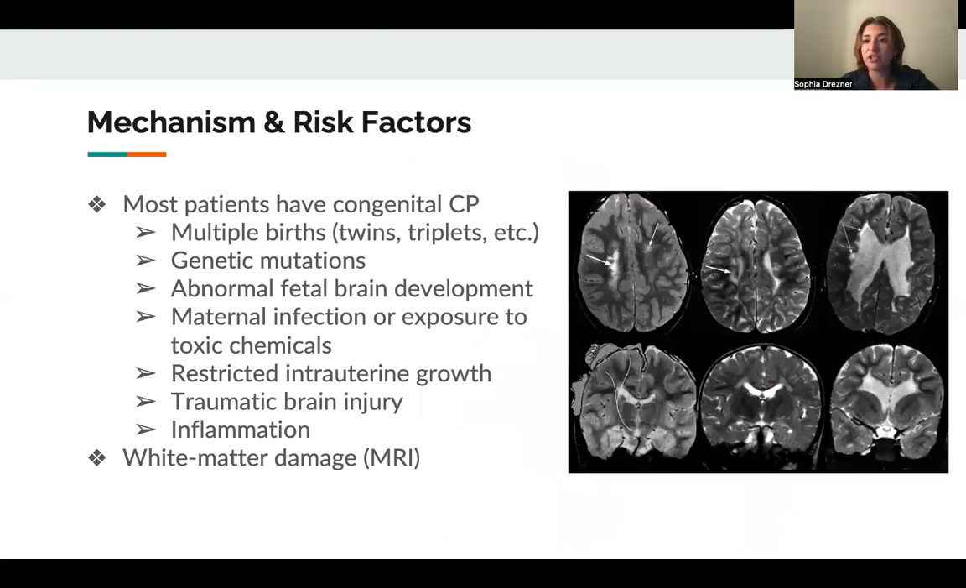Most patients have congenital cerebral palsy, which means they're born with the disorder. And some of these risk factors can include maternal exposure to toxic chemicals, restricted intrauterine growth, TBI, inflammation, genetic mutations, and more. And the majority of patients with cerebral palsy have white matter damage, which can be seen on an MRI, as seen here on the right.